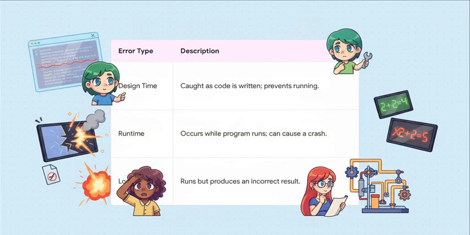All right, let's look at the 3 types. First, you've got the design time error. This one's easy. It's like a typo that your spell checker catches for you right away. Then there are runtime errors. These are a bit more serious. They happen while your app is actually running and can cause the whole thing to crash.